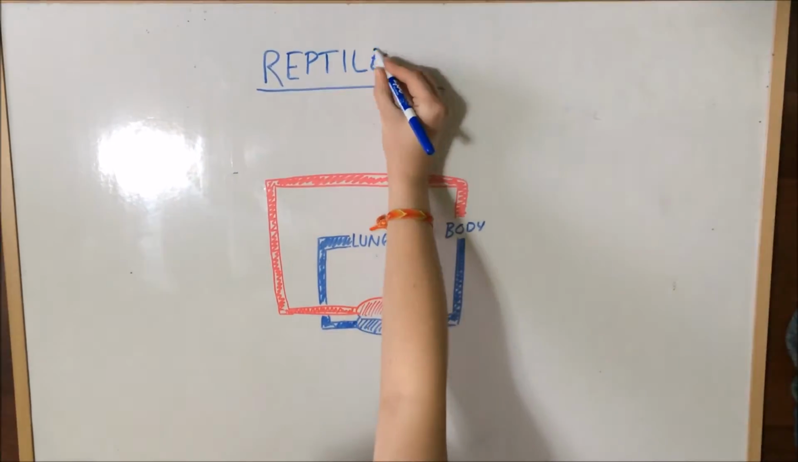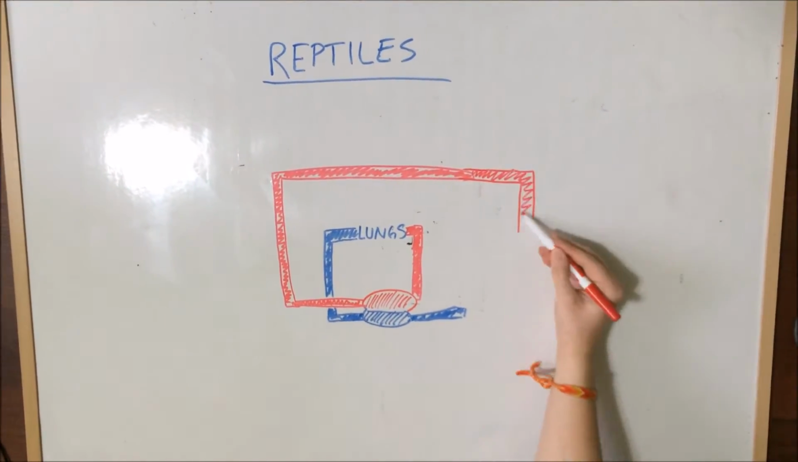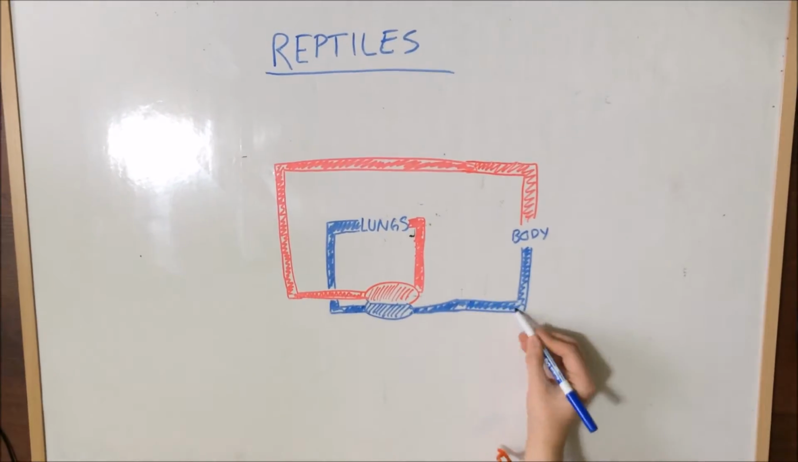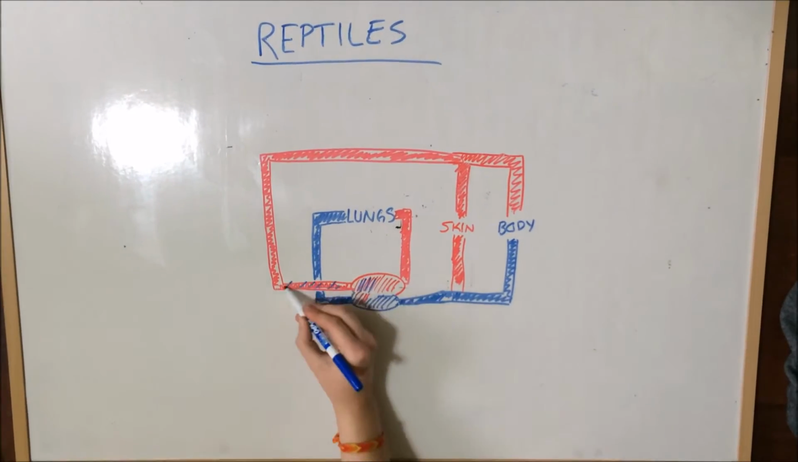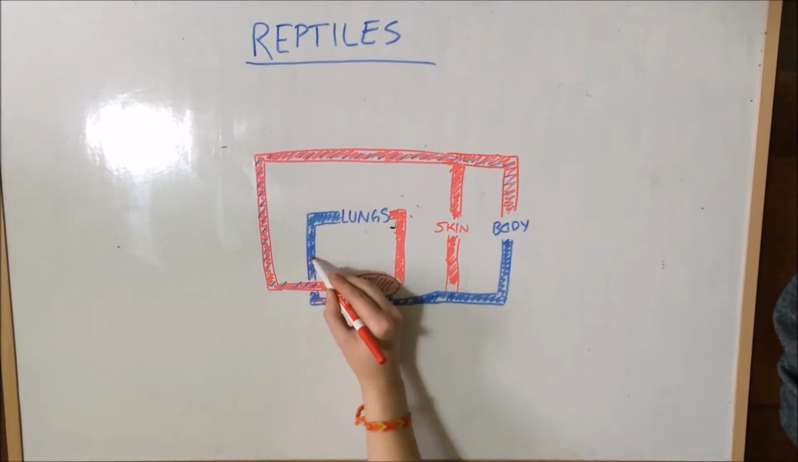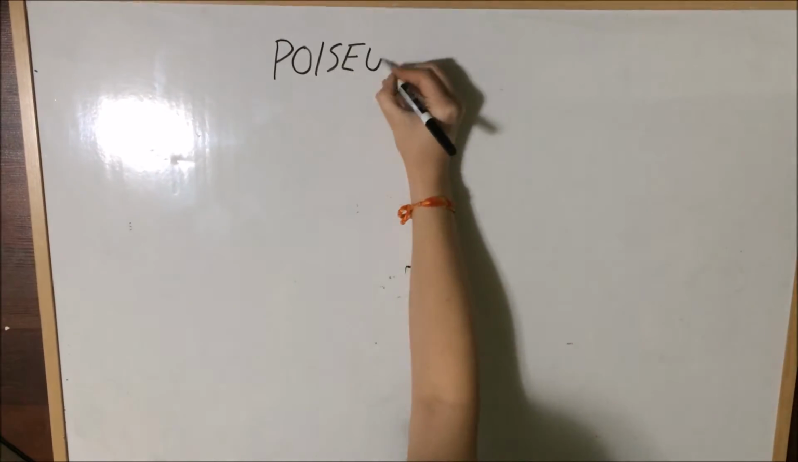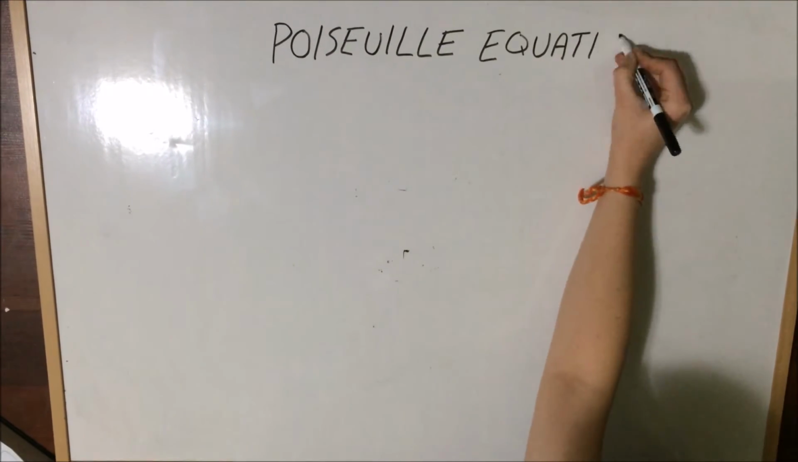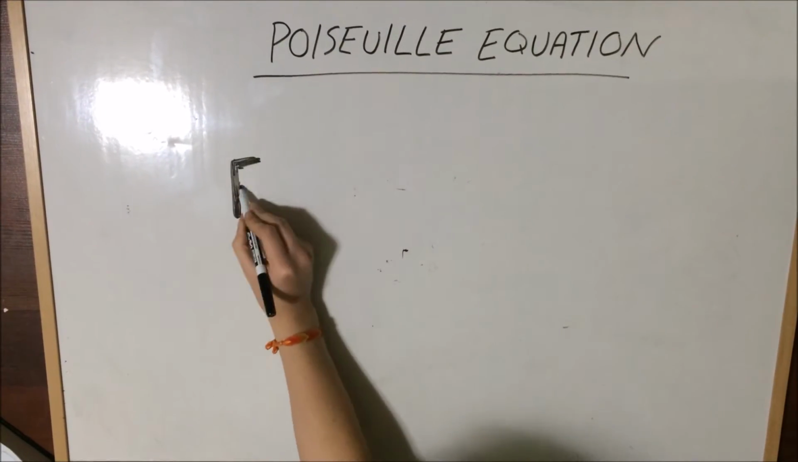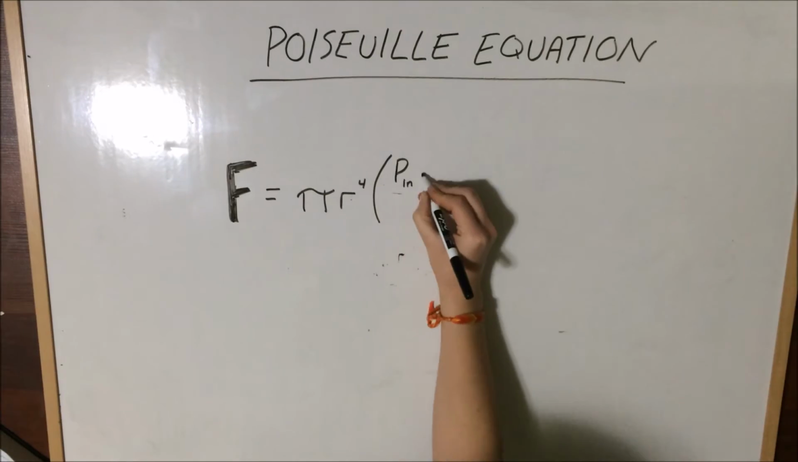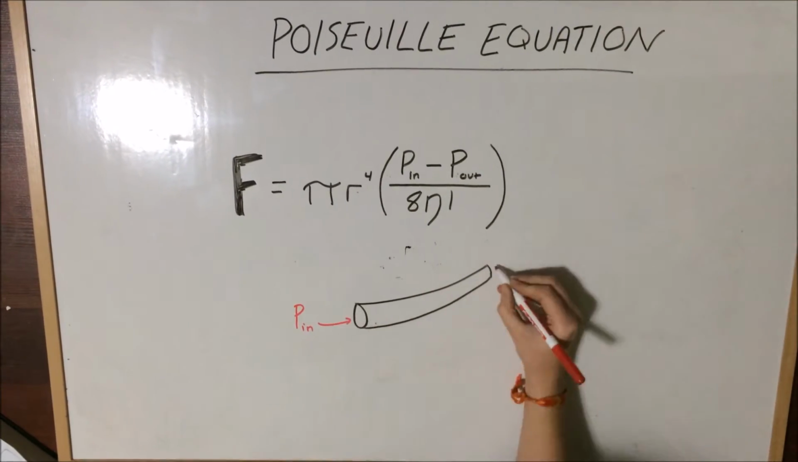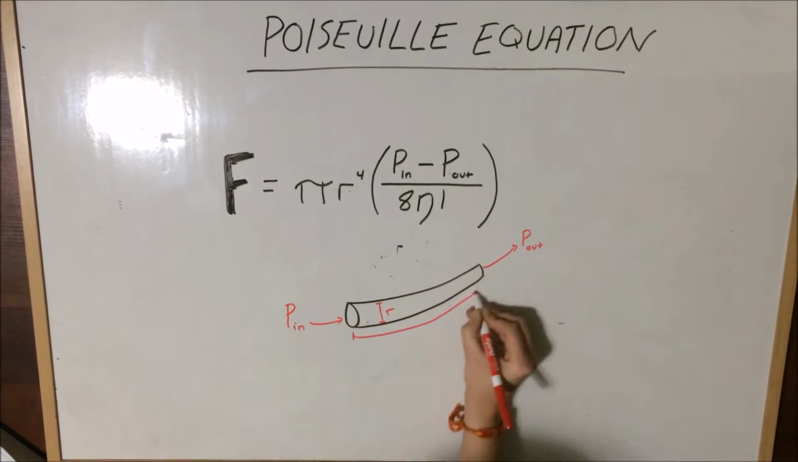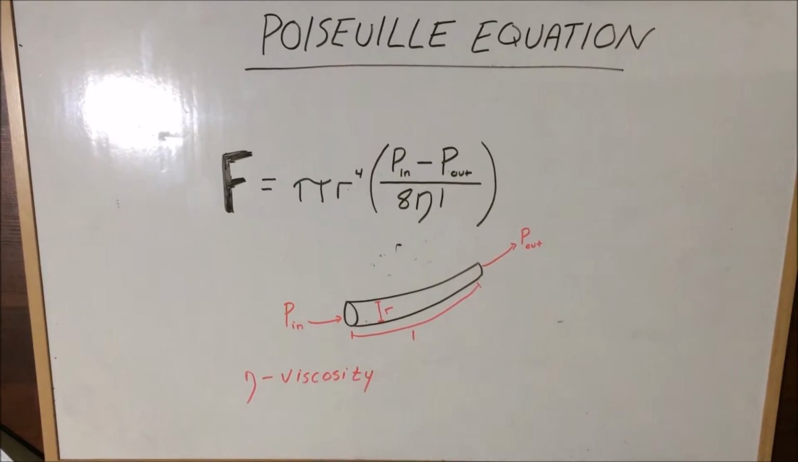Here's how the reptilian circulatory system compares to the mammalian one. Skin is also a site of gas exchange. Blood mixes in the heart, and so semi-oxygenated blood circulates. The Poiseuille equation is how we calculate the rate of blood flow through vessels, assuming they lie on the horizontal. Pi times the radius to the power of 4 multiplied by the pressure in minus pressure out, over 8 times viscosity times length of the tube.